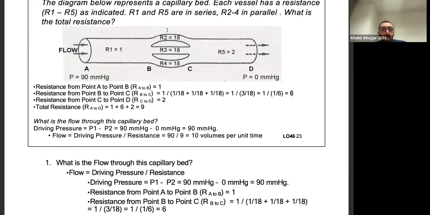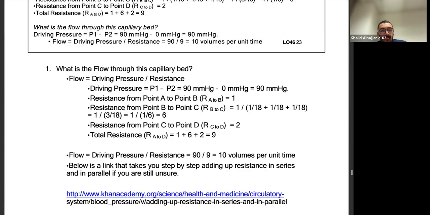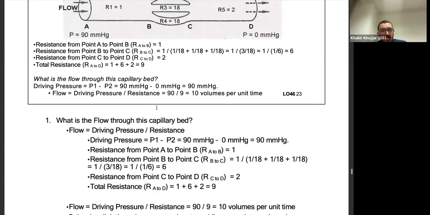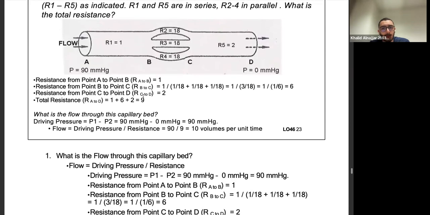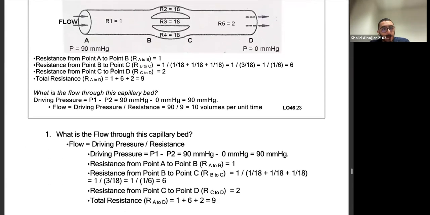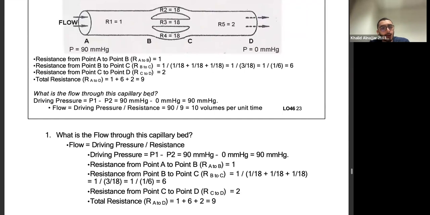Right? Now he found the total of this. He just has to add 1 with this with 2. Right? Resistance, and this is what he did: 1 plus 6 plus 2. He ended up with 9. So the total resistance of this capillary bed is 9. Right? He did not mention the unit. In resistance you don't have a unit. Sorry, forgot that. But he also asked for what is the flow through this capillary bed.